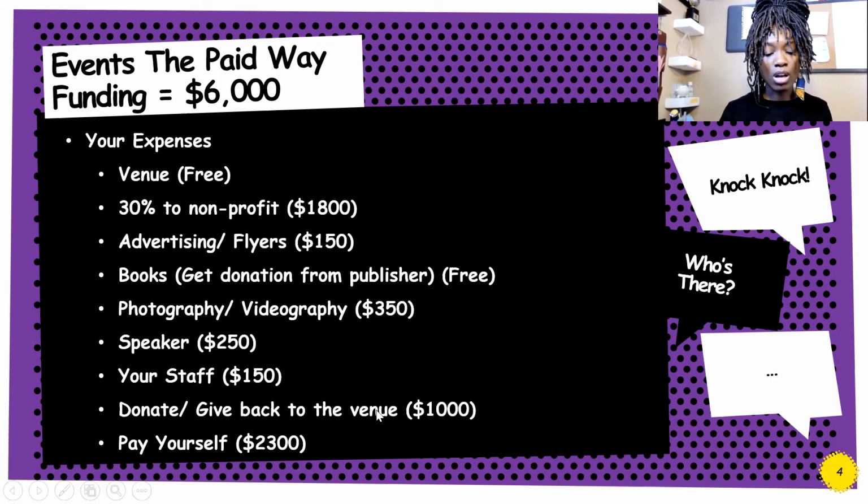And then $1,000 to the venue, because remember, you raised the money for the venue, so you want to give them as much as you can out of your funding, $1,000. And then once you add up all of those expenses and the hours that you spent on the event, you want to pay yourself. And in this example, what's left is $2,300. And that's how much you're going to make as the person who's hosting the event, organizing the event, putting all the time and effort to put this event together. In this example, you just paid yourself $2,300.